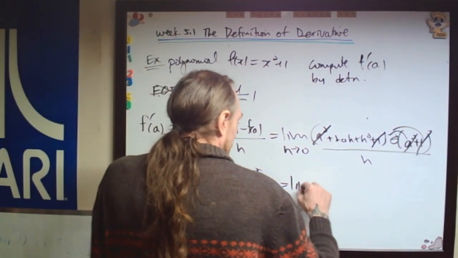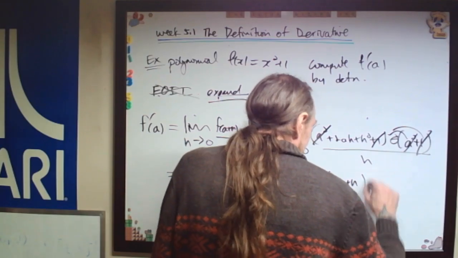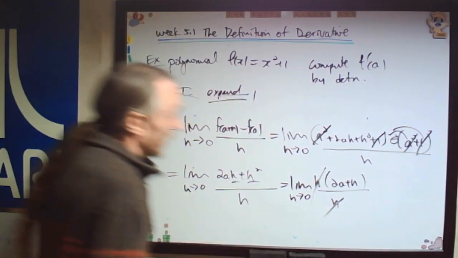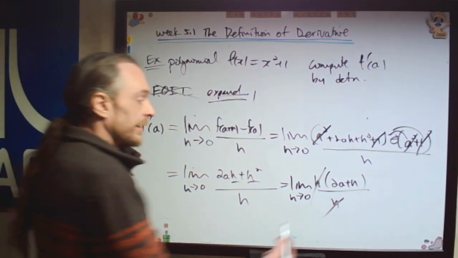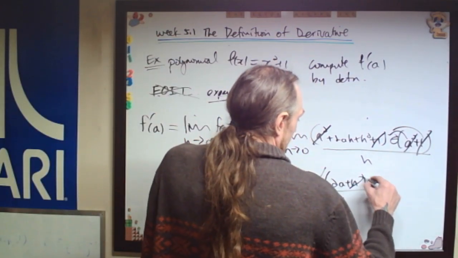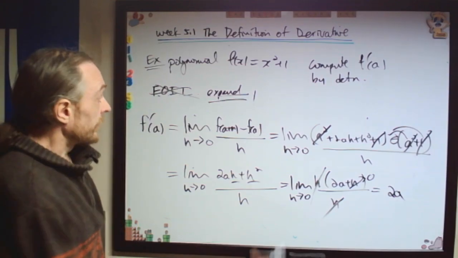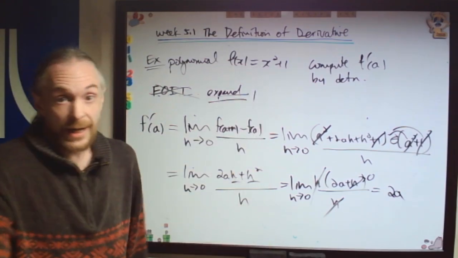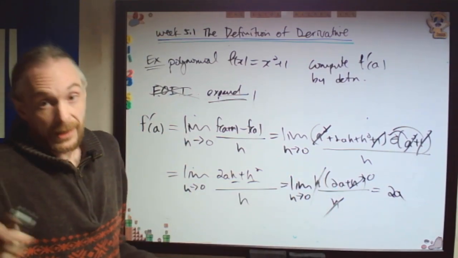This is equal to the limit as h approaches 0 of h times 2a plus h over h. There. The real mantra is get h out of the numerator to cancel it with the denominator. This is now equal to, h goes to 0, so 2a. That's what we should get. And if you know the formulas, the derivative of this is 2x at every point. So when x is a, you get 2a using the clever formula.